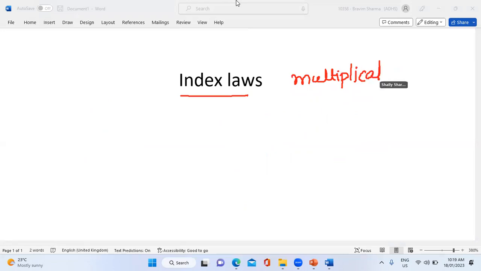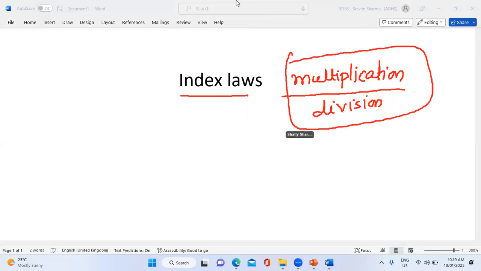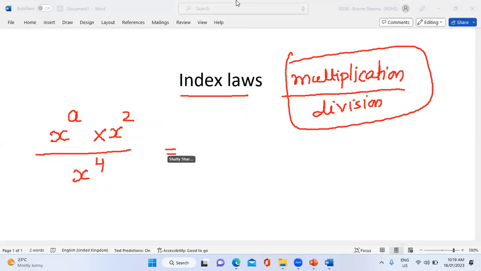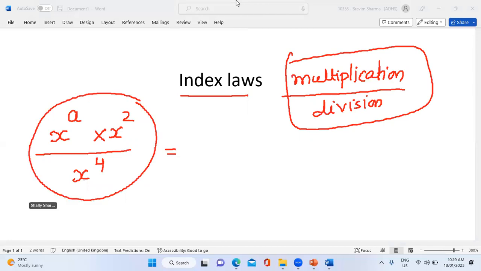Because the multiplication law I explained in the first lesson, and now because we have learned the division also, we can use both of these. For example, we have x to the power of a times x to the power of 2 divided by x to the power of 4. We have to simplify this, meaning I have to convert it into a single power expression.